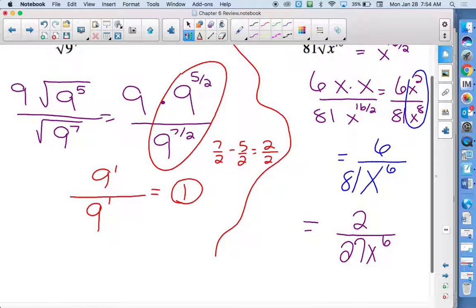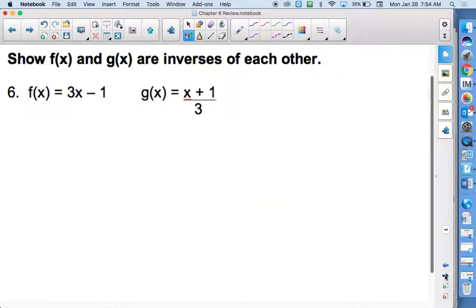Alright, so the last question I have on there is a little bit of work with inverses, which was section 6.4. And the directions say to show f of x and g of x are inverses of each other. So it gives you two functions, and we want to show that these functions are inverses of each other. How do you go about showing functions are inverses of each other? So what can we do to determine if these two functions that they're giving us are inverses?